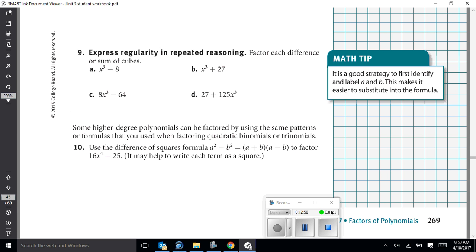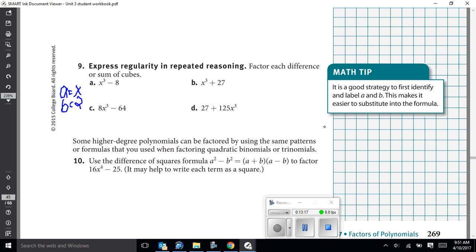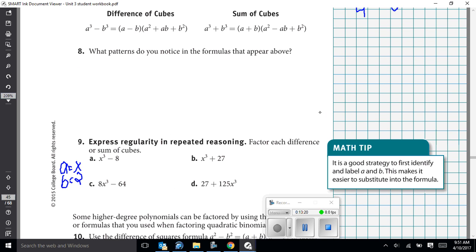Alright, so here the first thing we need to do is, what is the cube root of x cubed? X. So a equals x, and what's our b value? What's the cube root of 8? 2. Just 2. And so then, are we dealing with a sum or difference of two cubes? Difference. So I'm going to scroll down so I can remember the equation. So we're going to use the difference of cubes.